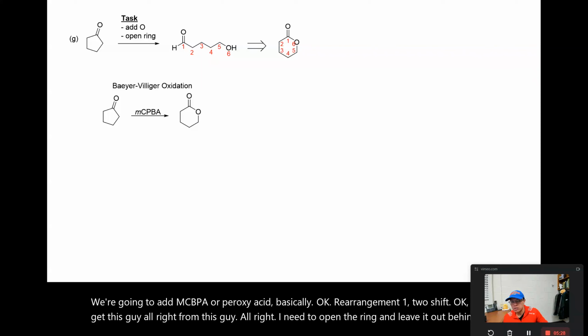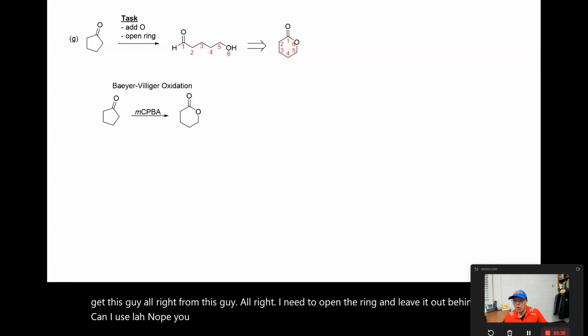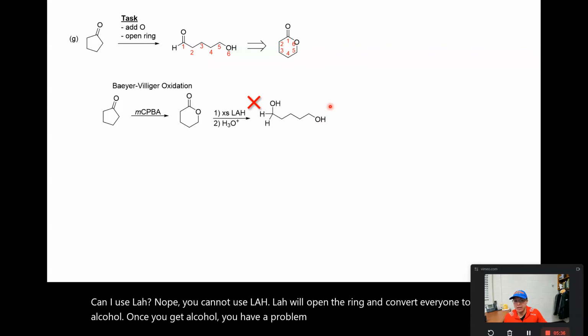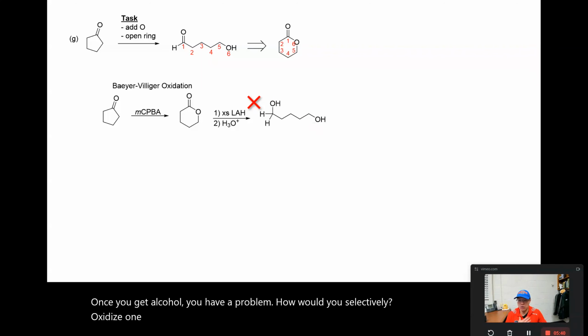Can I use LAH? Nope, you cannot use LAH. LAH will open the ring and convert everything to alcohol. Once you get the alcohol, you have a problem. How would you selectively oxidize just one alcohol? That's quite difficult. The selectivity is not going to be great. Can you reduce but keep an aldehyde?